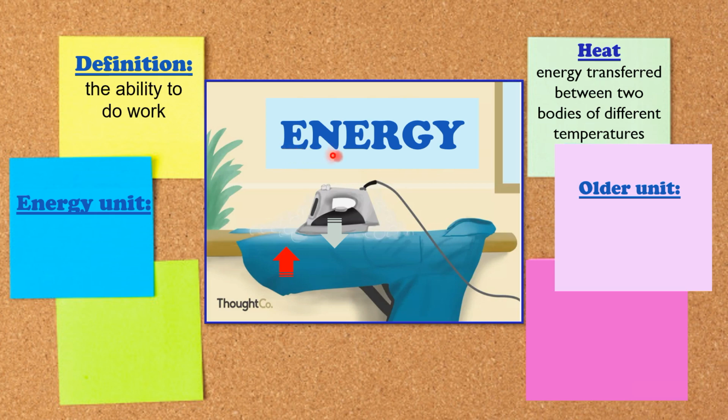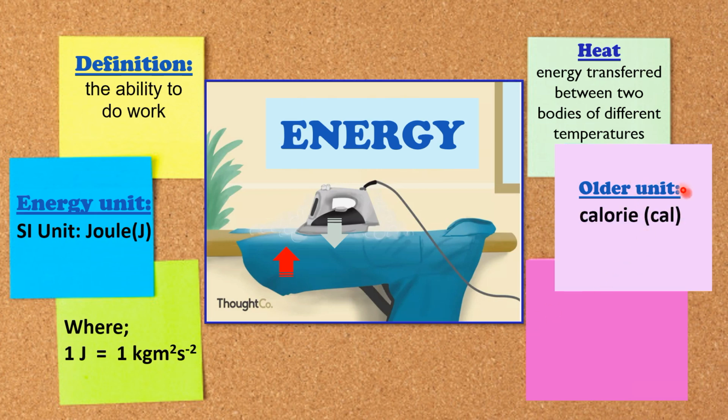So what is the meaning of energy? Energy can be defined as the ability to do work. The SI unit of energy is the joule, where 1 joule is equal to 1 kilogram meter squared per second squared. Another unit that is usually used is the calorie, where 1 calorie is equal to 4.184 joule.